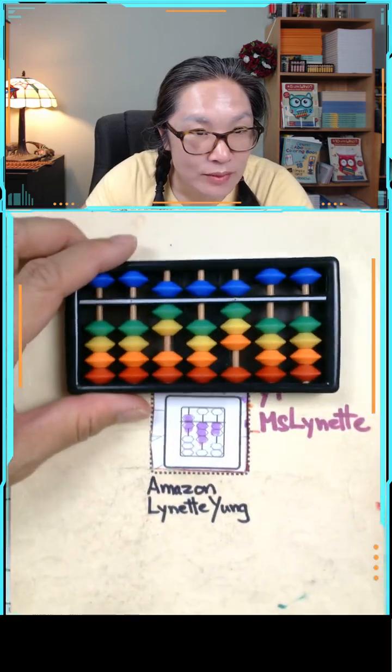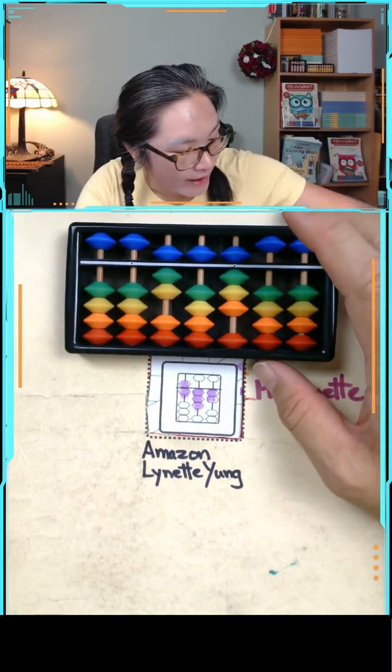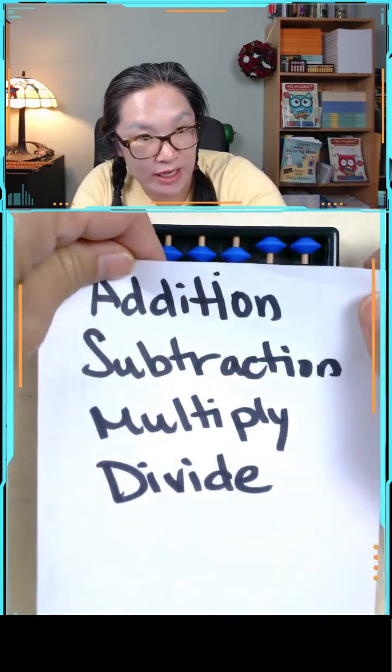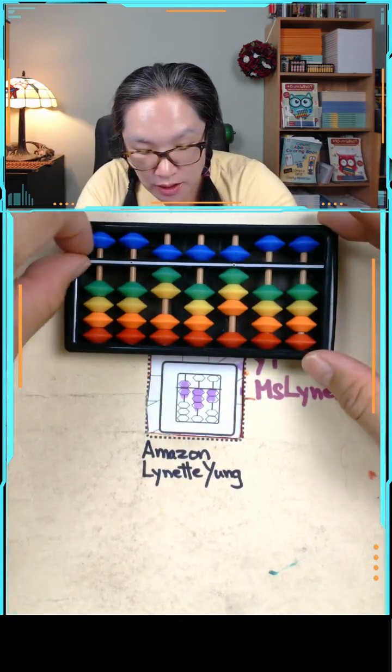Okay, we have our next number. We will be doing adding, subtracting, multiplying, and dividing later on. But for right now, you could actually do all of this on the Abacus, but we're going to do that in a little bit.